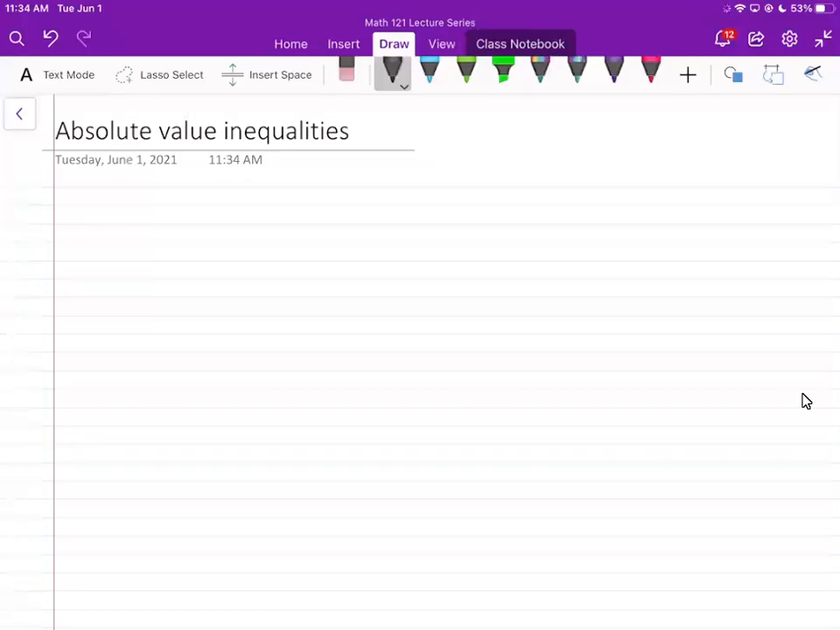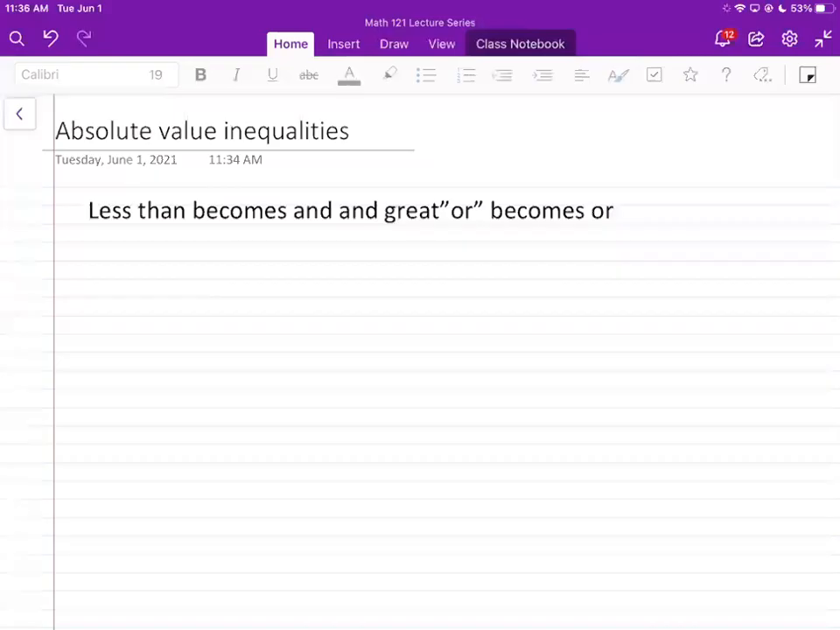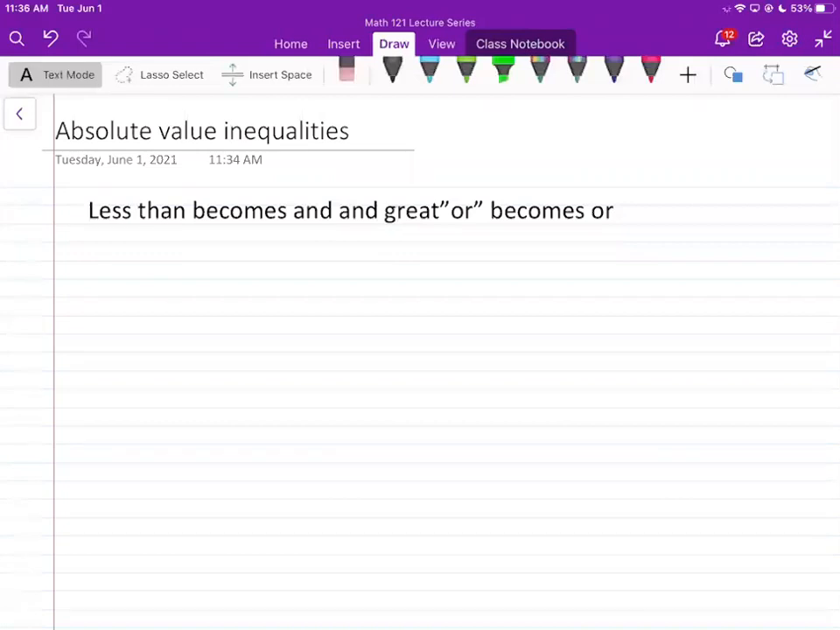Once you've mastered solving inequalities, you can move into a little more complicated piece of solving absolute value inequalities. When dealing with absolute value inequalities, this is the statement that's important to remember. If it's a less than absolute value inequality, it becomes an and statement. And if it's a greater absolute value inequality, it becomes an or statement.